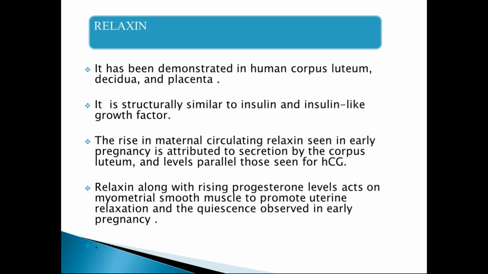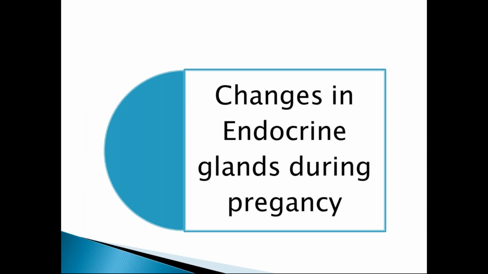So finally, the relaxin. It has been demonstrated in human corpus luteum, decidua, and placenta. It's structurally similar to insulin and insulin-like growth factor. It rises in maternal circulation in early pregnancy, attributed to secretion by the corpus luteum, and its levels parallel those seen for HCG. Relaxin, along with rising progesterone levels, acts on myometrial smooth muscle to promote uterine relaxation and maintains the quiescence which is observed in pregnancy.